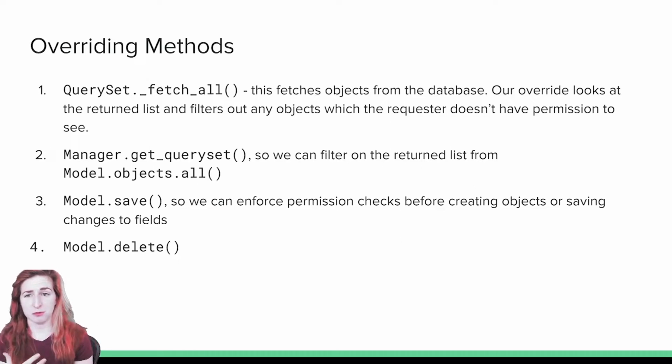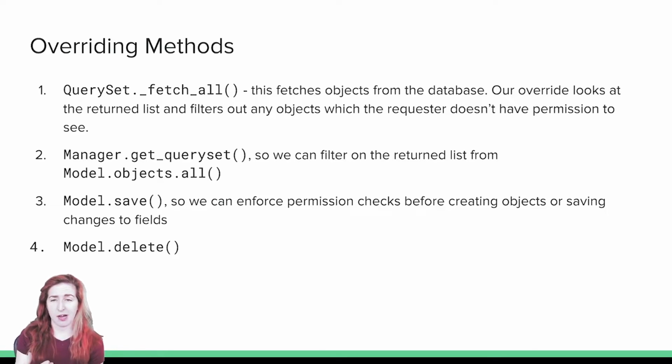In our case, what we do is we override fetch all, take the result set, and filter out the objects that the given requester would not have permission to see based on their current permissions. We also need to override manager.get_queryset to pass in our custom query set model, which has the overridden fetch all. And we also need to override model.save and model.delete so we can enforce permissions on creates, updates, and deletes.